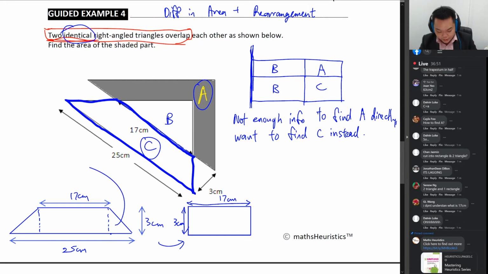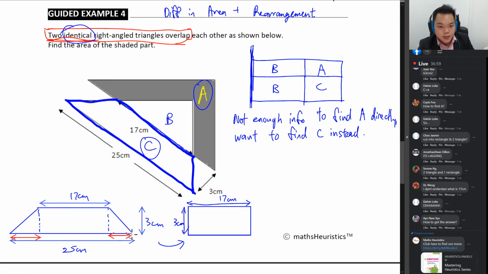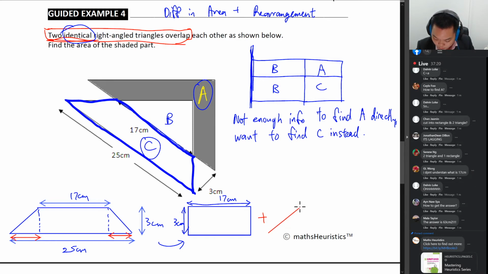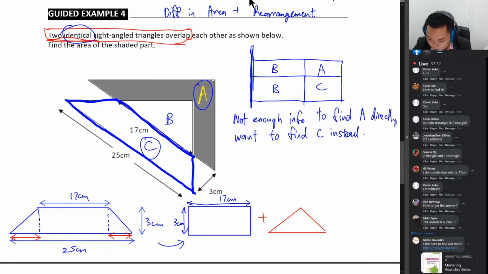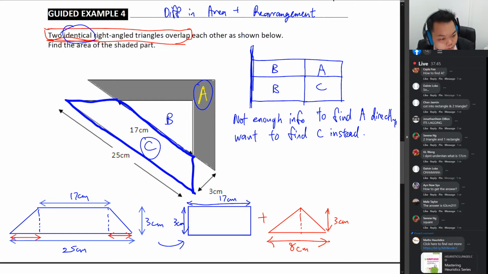Then for these two triangles, you don't know what these individual lengths are. But what you can say is, if you put them together like this, okay, let me get rid of this also first. You can say that this length will add up to give you 8 cm, and this height here will be 3 cm. Okay, wait first. If you all got the answer, good.